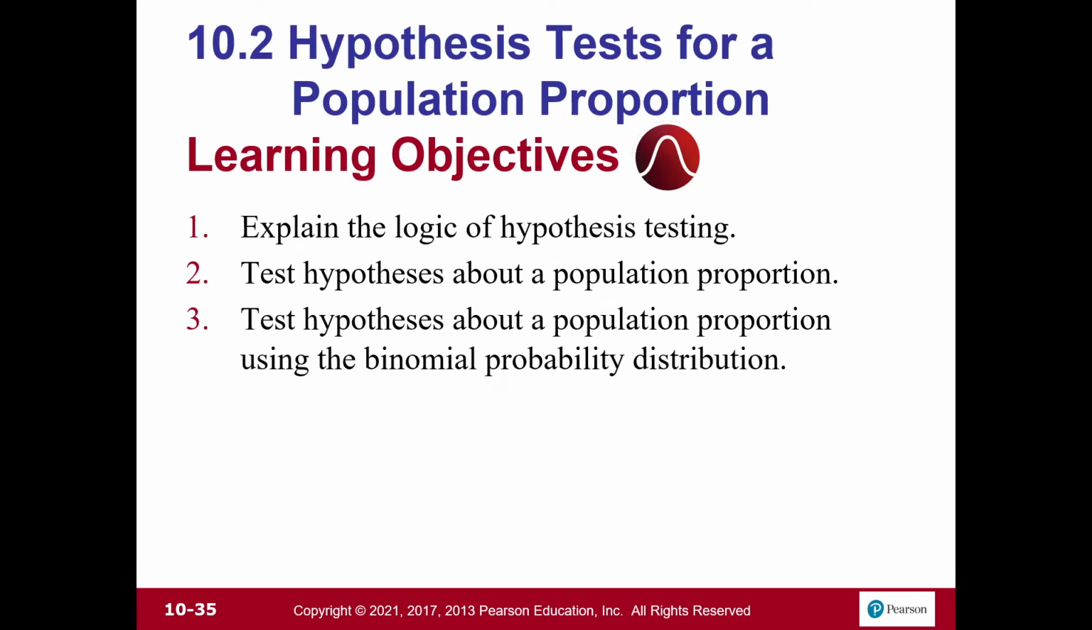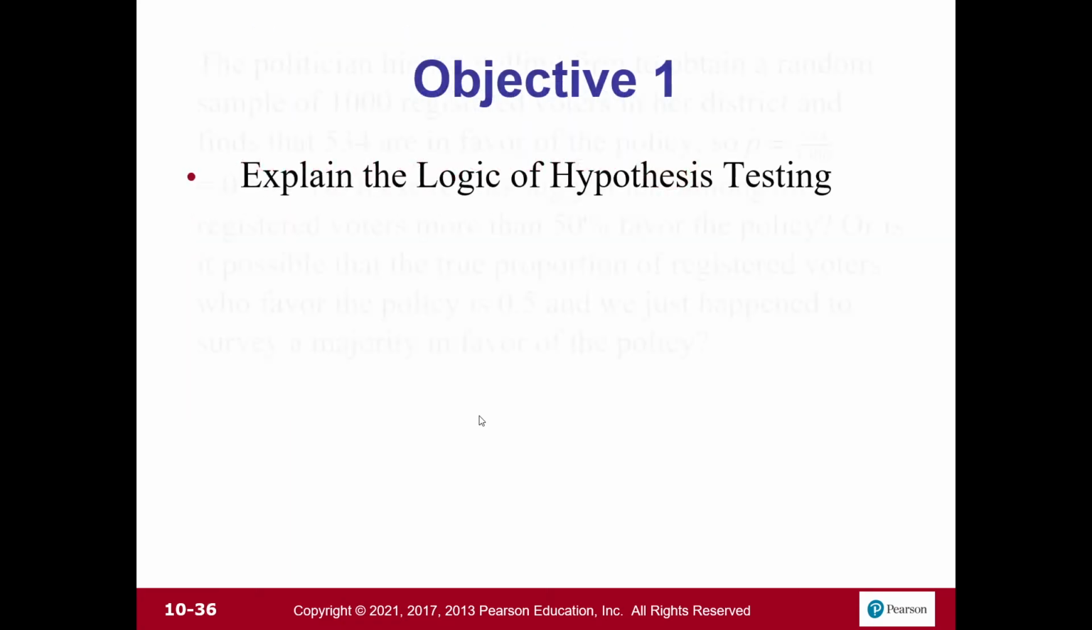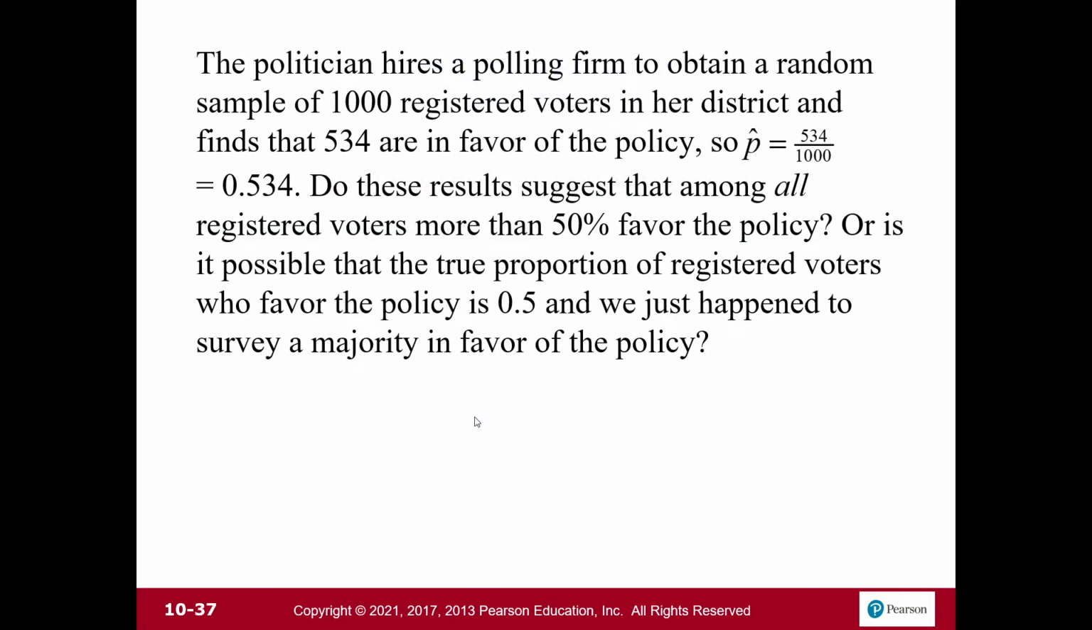Section 10.2, hypothesis tests for a population proportion. In this section, we really cover how to do an entire hypothesis test. So let's dig in. A politician hires a polling firm to obtain a random sample of 1,000 registered voters in her district and finds that 534 are in favor of the policy. So p hat equals 534 of 1,000, which equates to 0.534.